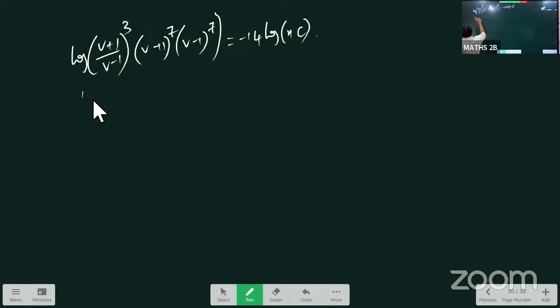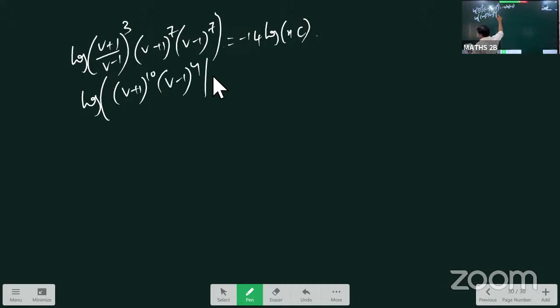Still, it's log of whatever it gets cancelled, you cancel it. (V plus 1) whole power 10, (V minus 1) whole power 11 modulus plus log X power 14, C power 14, means let it be C equal to 0. Is it clear?